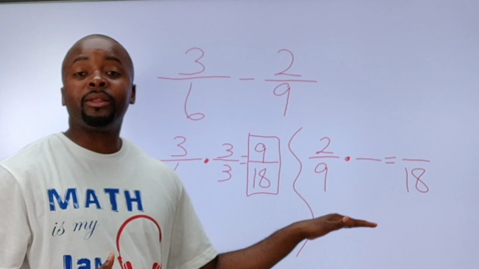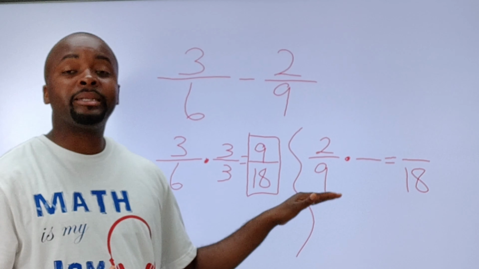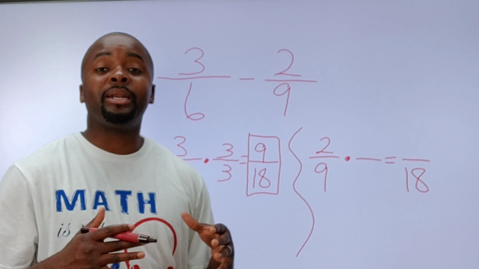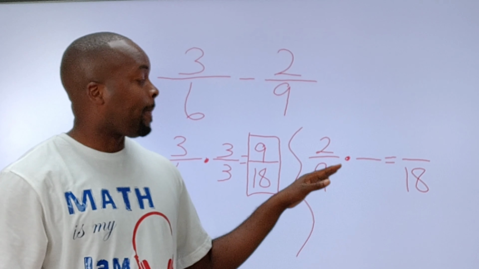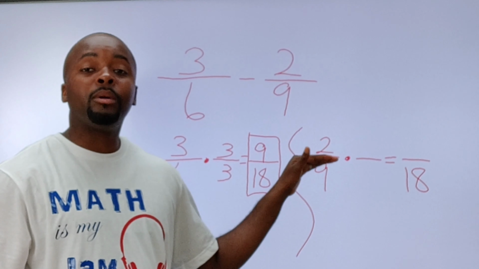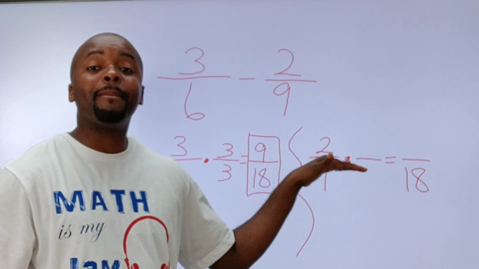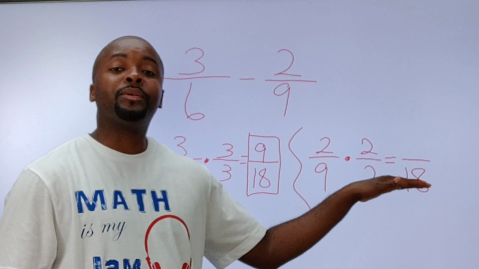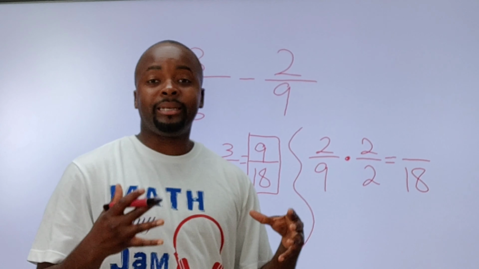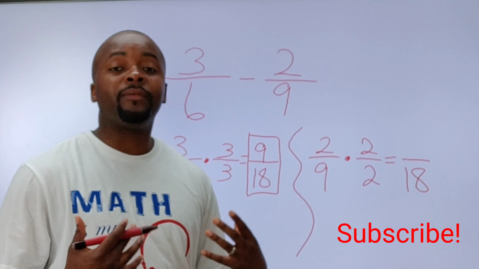So let's do the other side now. I have 2/9 times some fraction equals some fraction with the denominator of 18. 9 times 2 is 18. Therefore, I'm going to multiply the top and the bottom by 2. 9 times 2 equals 18. 2 times 2 equals 4. 4/18 becomes my new equivalent fraction.